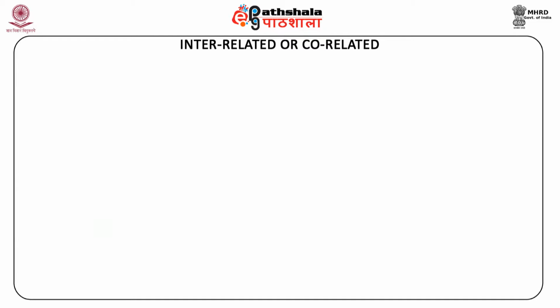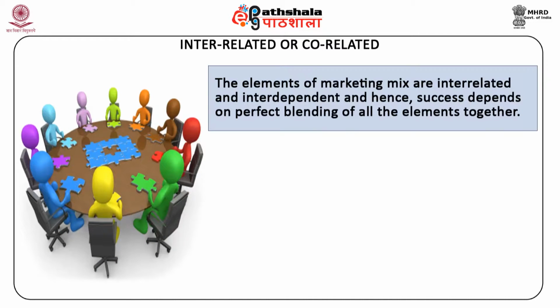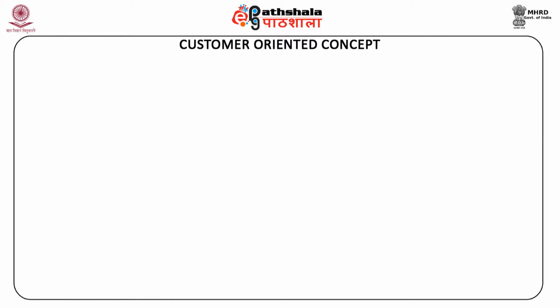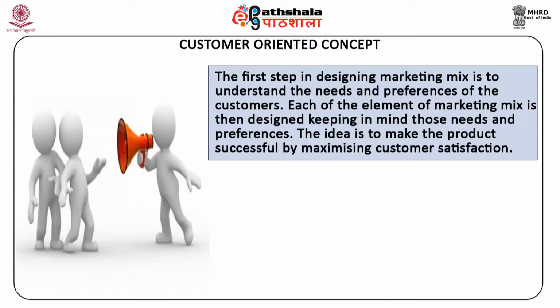Sixth one is interrelated or correlated. The elements of marketing mix are interrelated and interdependent, and hence success depends on perfect blending of all the elements together. Seventh one is customer-oriented concept. The first step in designing marketing mix is to understand the needs and preferences of the customers.